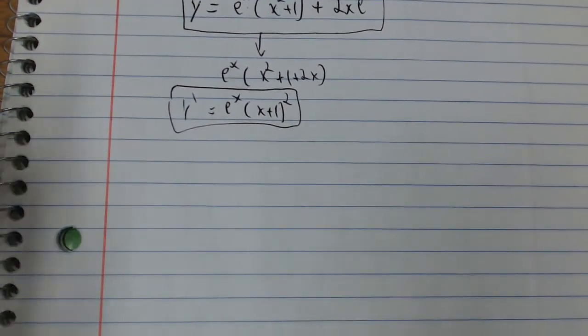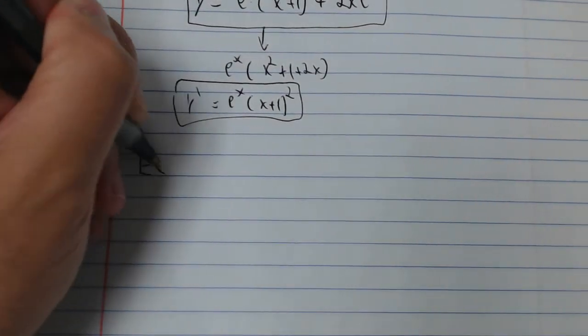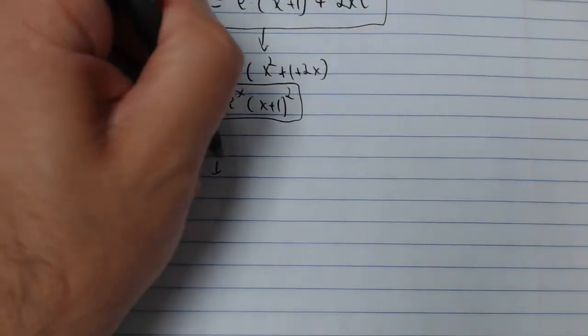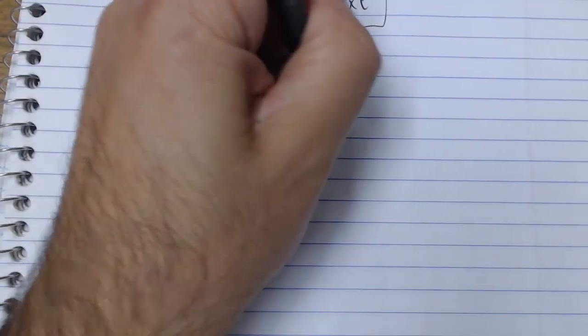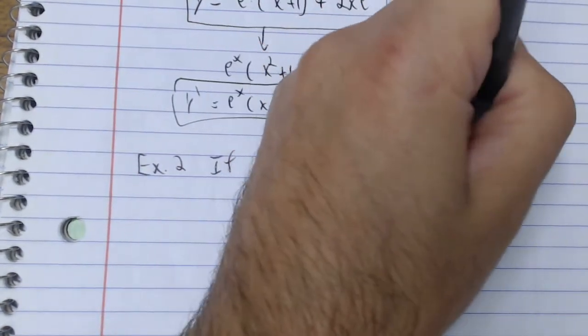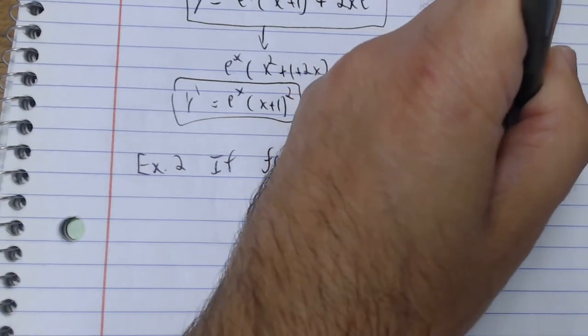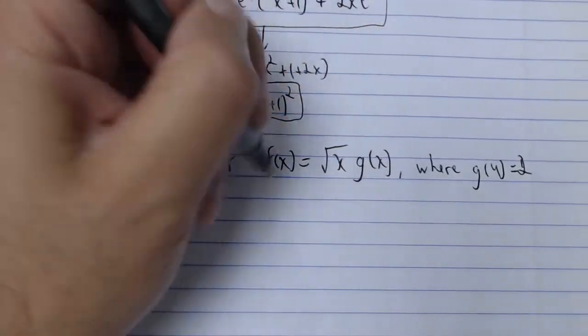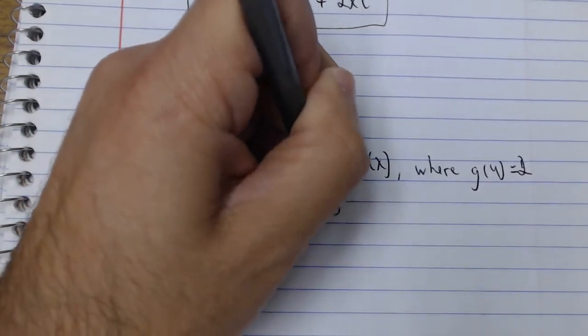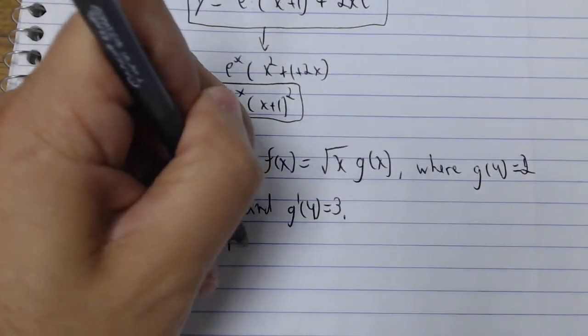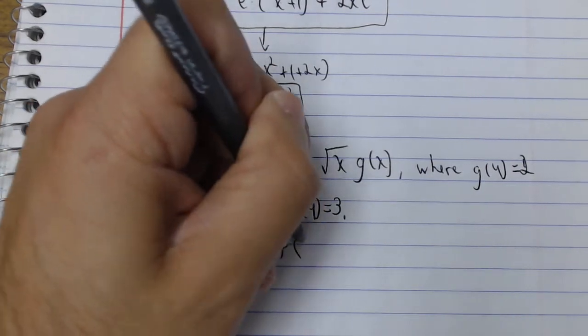Okay? So let's look at example 2. If f of x equals rad x times g of x, where g of 4 equals 2, and g prime of 4 equals 3, find f prime of 4.